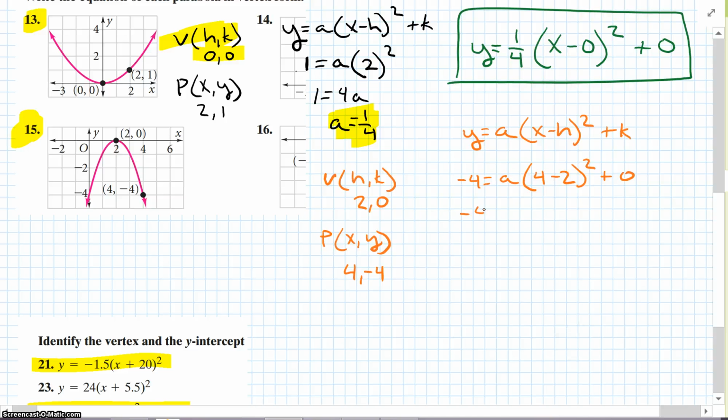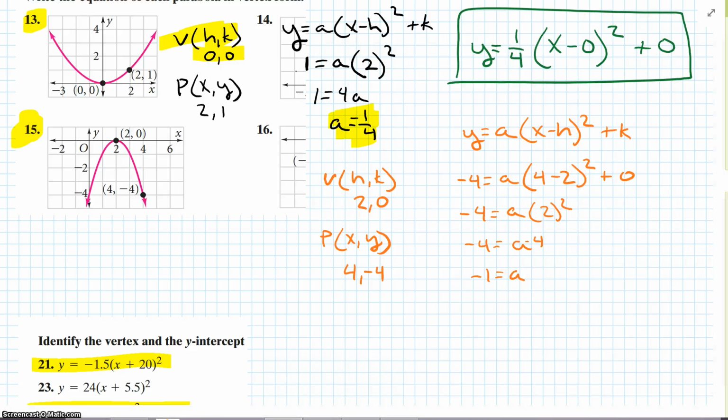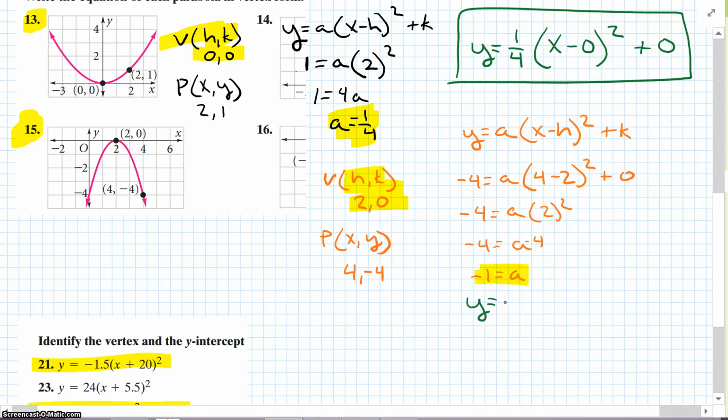So I'm going to get negative 4 equals a times 4 minus 2, which is 2. 2 squared is 4. So negative 4 equals a times 4. So negative 1 equals a. So now I have my a value. I have my h and k. So I can rewrite this in vertex form. Y equals our a value, negative 1, times x minus our h value, minus 2 squared, plus our k value, which if you wanted to, you could add that, and that's okay.